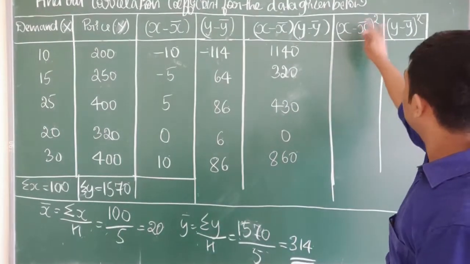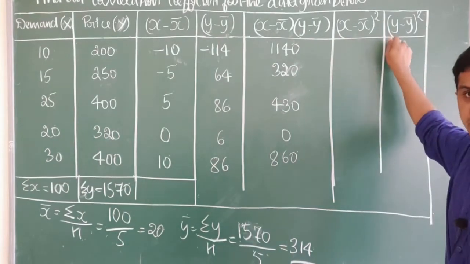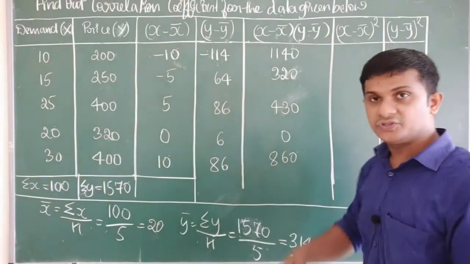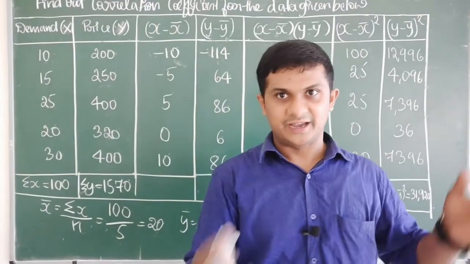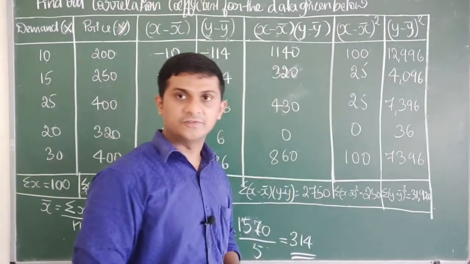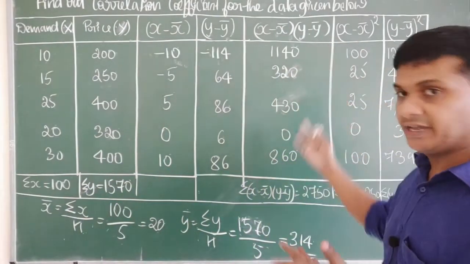I would request you to calculate x minus x bar square and y minus y bar square. So use your calculator and calculate the values. I hope you are done with the calculation. I have already calculated the values and written them on the board, so have a look at the answers.